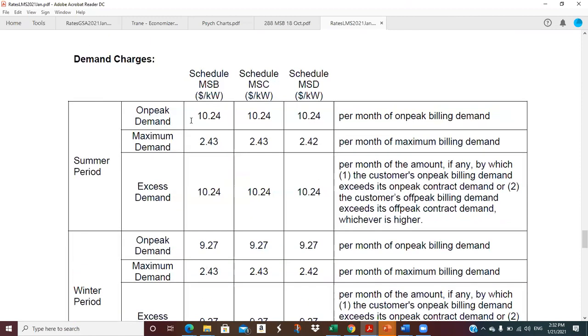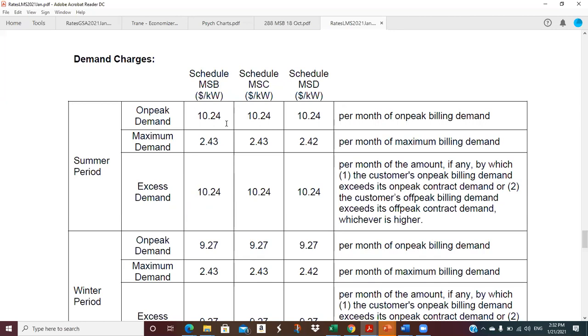Okay. So your on peak demand. So these meters, they calculate an on peak demand during whatever hours is on peak and an off peak demand. And the maximum is the larger of those two. So your biggest could be on peak or it could be off peak. Okay. So on peak demand, you're going to pay $10.24 for, and then whichever one is biggest, you're going to pay an additional $2.43 for on demand.